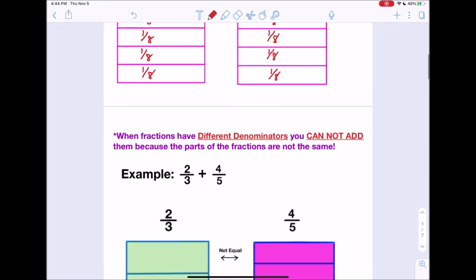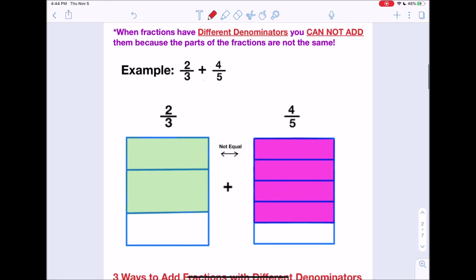But when fractions have different denominators, you cannot add them because the parts of the fractions are not the same. So let's take a look at this example, 2/3 plus 4/5. On the left we have 2/3, on the right we have 4/5. So you'll notice both rectangles are still exactly the same size. However, now they've been divided differently. So on the left, 2/3 means that each of these is worth 1/3. And on the right, it's been divided into 5 parts, so that means each part is now worth 1/5.